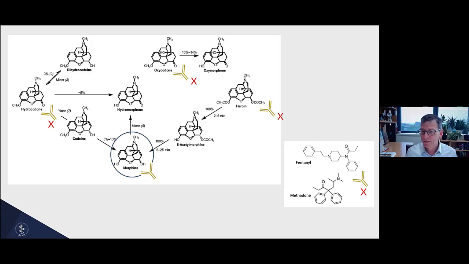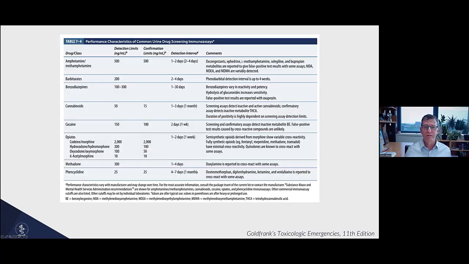But you could see that fentanyl and methadone have structural distinctions from the morphinan, and the antibody will not find them. Now, you can easily get an antibody against methadone and an antibody against fentanyl, but the standard opiate assay does not find them, and it will not find them almost regardless of the dose of those medications, the level, the concentration. Right. I'm not going to spend a lot of time on this. You can certainly read it at your leisure.